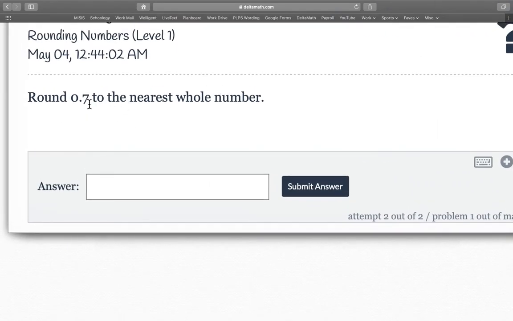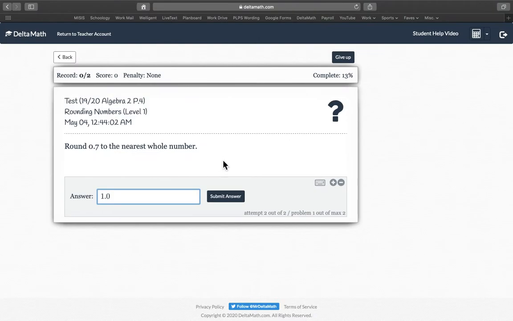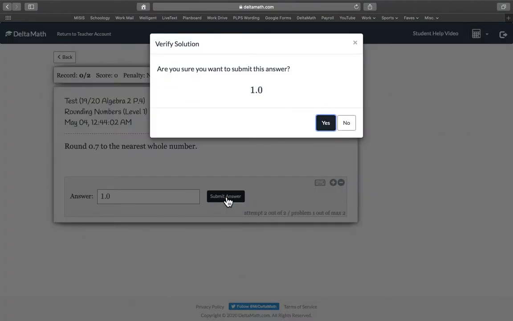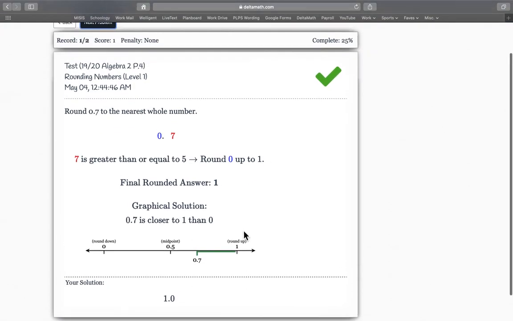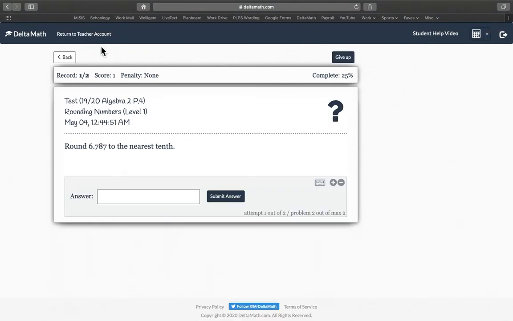But let's see what happens here. Round to the nearest whole number. So this is my whole number. So the 7 is going to tell the 0 to go up to 1. So it's going to be 1.0. So let's see what happens. I hit submit answer. I hit yes. And it's correct. Perfect. So I go to the next problem.